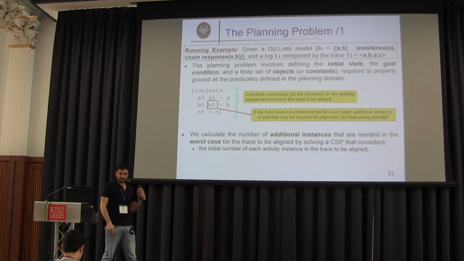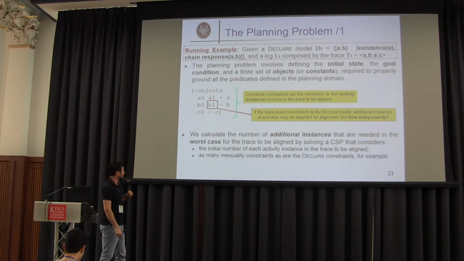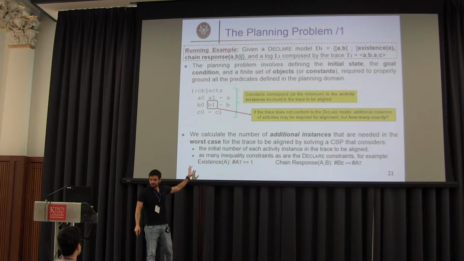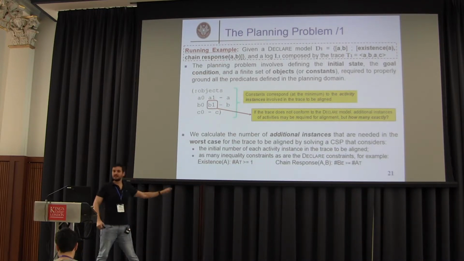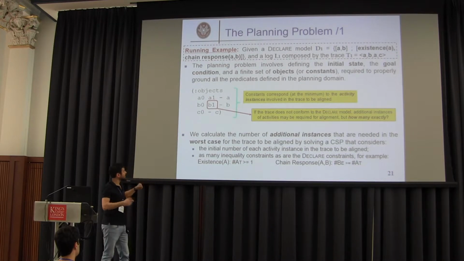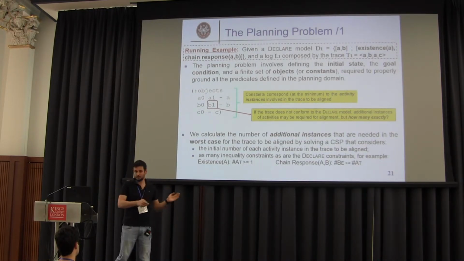a constraint satisfaction problem. This problem considers the initial number of each activity instance in the trace to be aligned and a certain number of inequality constraints as the declared constraints. I have no time to explain this, so you have to trust me. The idea is that with this constraint satisfaction problem, we can understand the worst number of activity instances needed to align a trace in any way. The proof is in the paper.